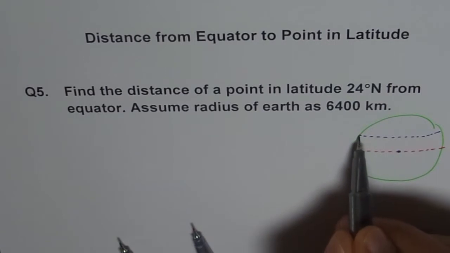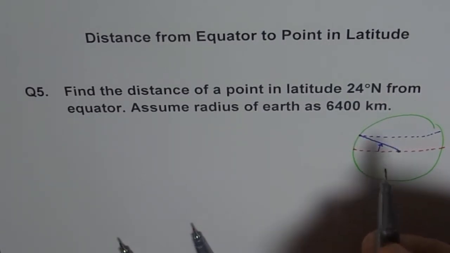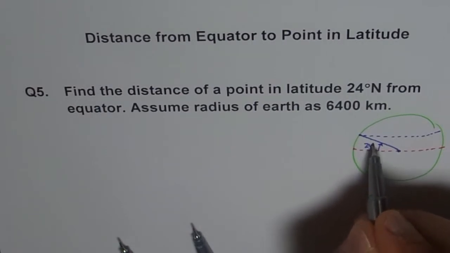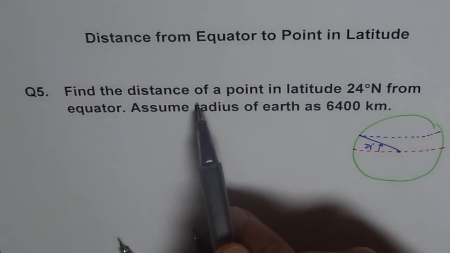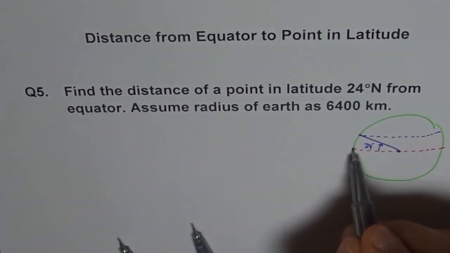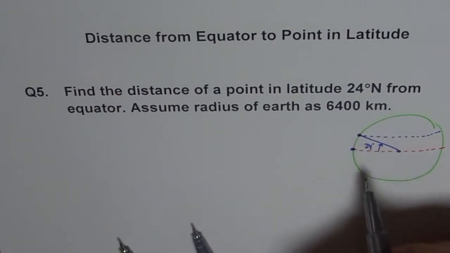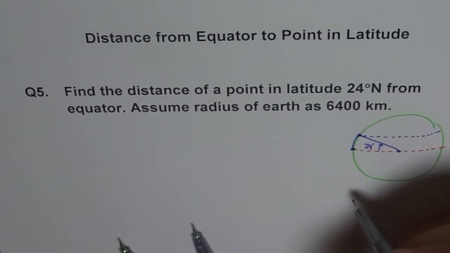Let's say this angle from here, that is 24 degrees. This is what means 24 degrees north. And find the distance of a point in latitude this from the equator. So the equator point will be this, and this point on 24 north will be this. So that is the distance we are looking for.